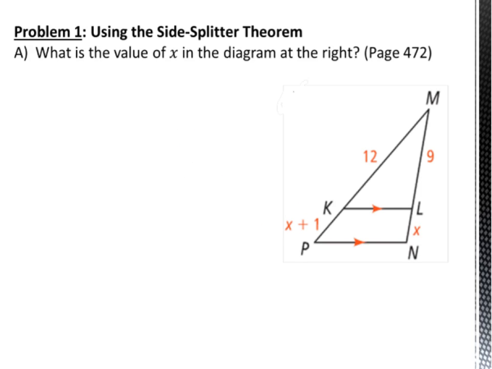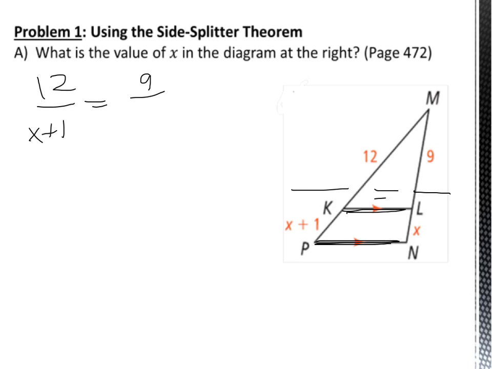So I want to solve for x here. Since I know that these two lines are parallel, I can use the theorem that I just talked about. And again, looking at the picture, I could just set it up exactly like that. That's going to help you set up your proportion. So it would be 12 over x plus 1 is equal to 9 over x.